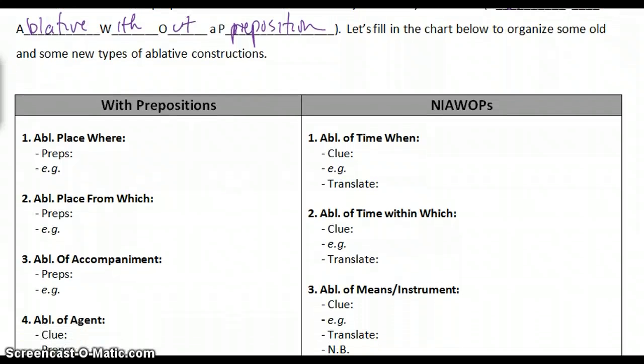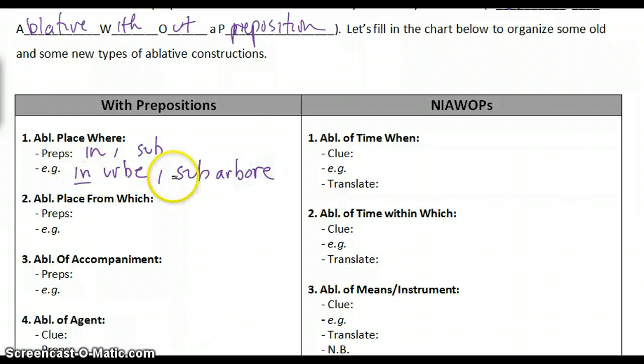On the left-hand side, we have ablative of place where. That could have prepositions such as in, for example, in urbe, meaning in the city, or it could be sub, right? Sub arbore, under the tree. Both of those prepositions take an ablative, which you can see at the E there. Also with prepositions are ablative place from which. For example, prepositions such as a or ab, or ex. And we've seen many times over and over ex agris, out of the fields, showing place from which.